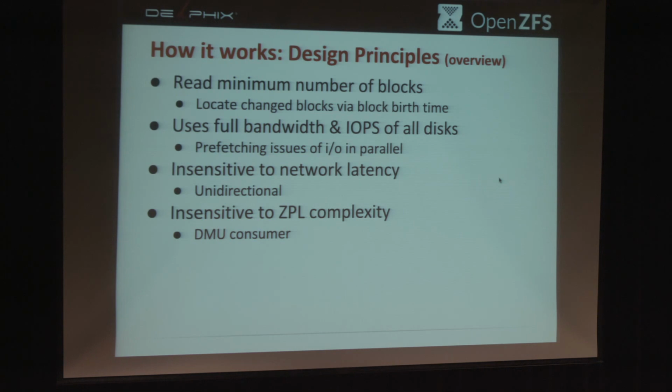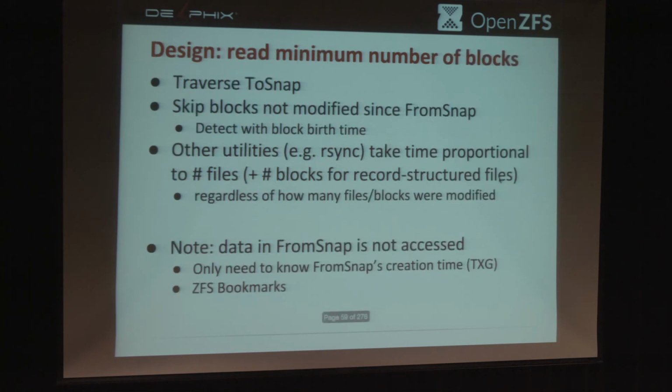So now I'm going to go in detail about how each of these things were achieved. If we want to read the minimum number of blocks necessary to send a snapshot, the first thing we're going to have to do is traverse the snapshot to find all the data in it. We don't want to read any blocks we don't care about. So we will skip any blocks that we haven't modified since the incremental source, which is called the from snapshot. And we detect this using the block birth time.